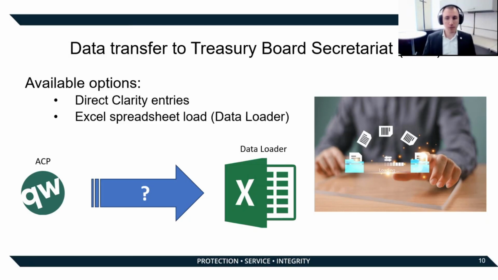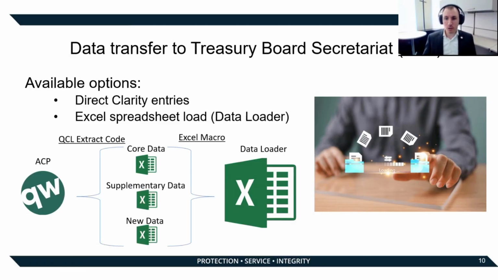But the second option, the one we use, is to generate a set of Excel files using QCL code. The direct output function allows us to generate CSV files. We then merge the three files into one spreadsheet using a macro, and then it gives us the data loader. This is currently run a few times a year since our practice is still happening in a yearly manner, but it gives us the ability to run the QCL code daily to update the spreadsheets if required.